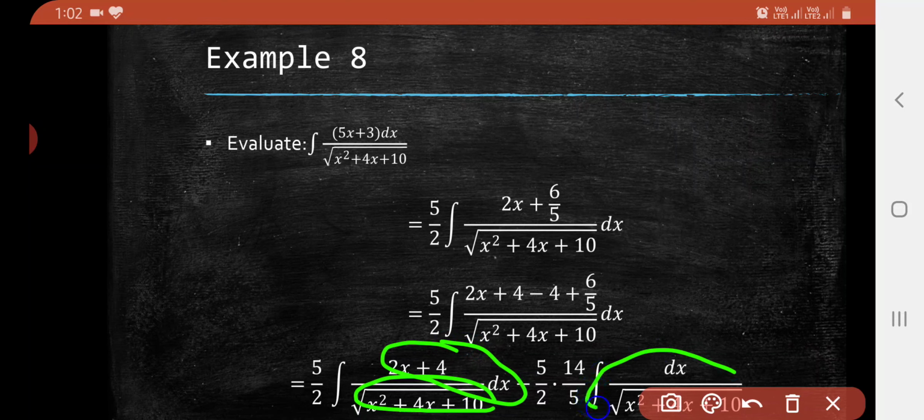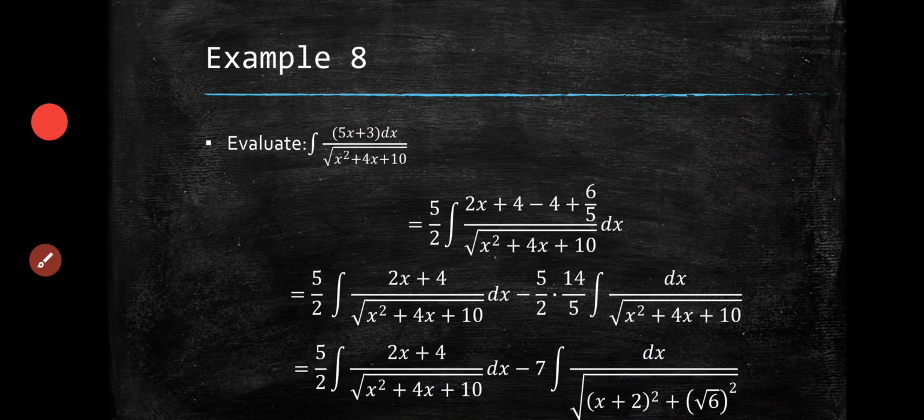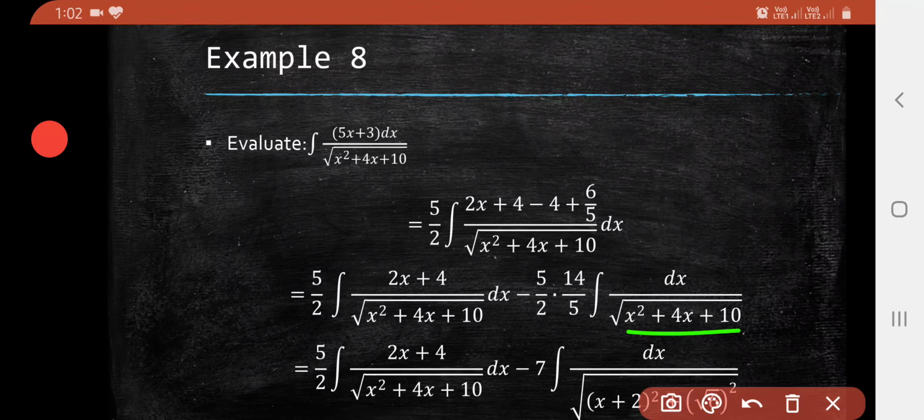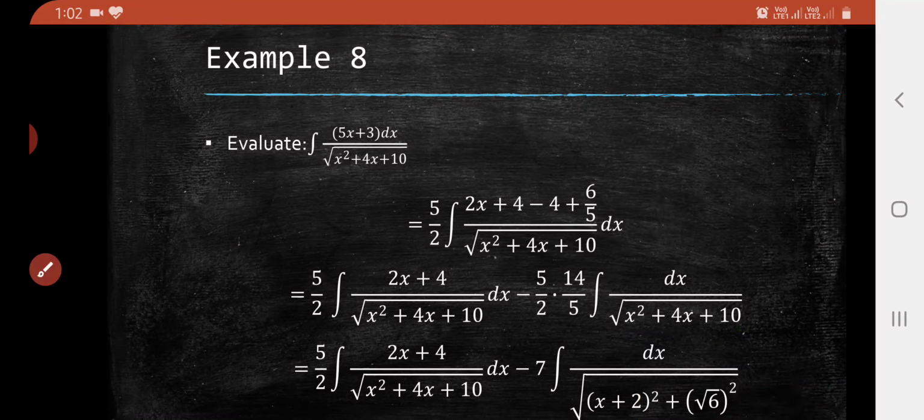And in this part of the integral, what we have to do? We have to write the denominator term in the whole square form, and then we have to integrate. So let us see what we are doing. See this. Here I have written this as x plus 2 whole square plus root 6 whole square. Fine. Let me just cut this out. This was blocking the view. So this is what we can write.